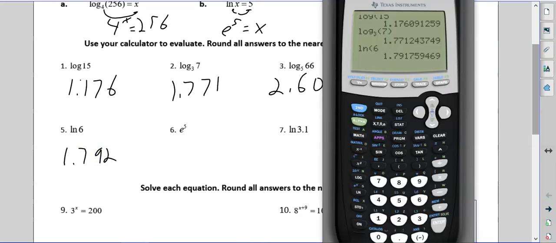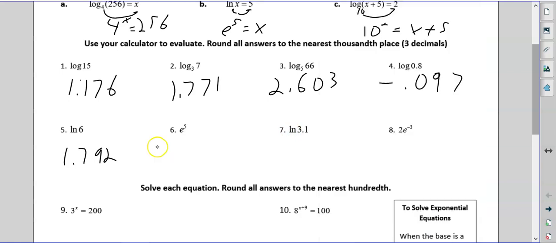E to the 5 on the calculator. Remember, E is above the ln in blue, so we hit the blue button second. ln, which is E, and then we just put in the 5, like so. 148.413.